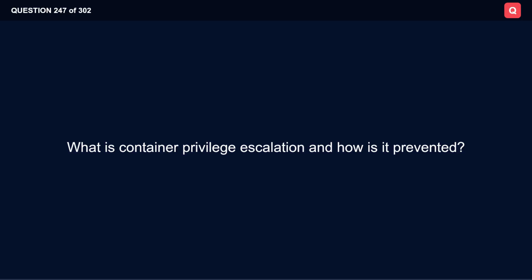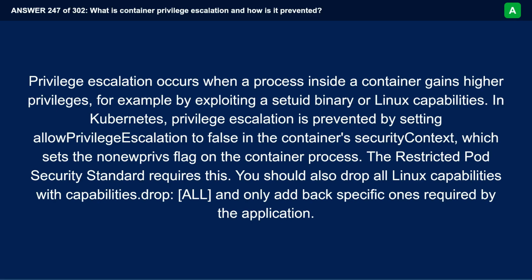What is container privilege escalation, and how is it prevented? Privilege escalation occurs when a process inside a container gains higher privileges, for example by exploiting a setuid binary or Linux capabilities. In Kubernetes, privilege escalation is prevented by setting allowPrivilegeEscalation to false in the container's security context, which sets the no_new_privs flag on the container process. The restricted pod security standard requires this. You should also drop all Linux capabilities with capabilities drop ALL, and only add back specific ones required by the application.